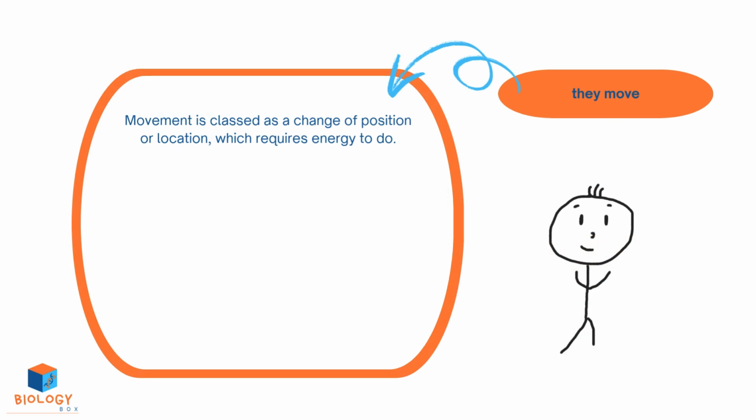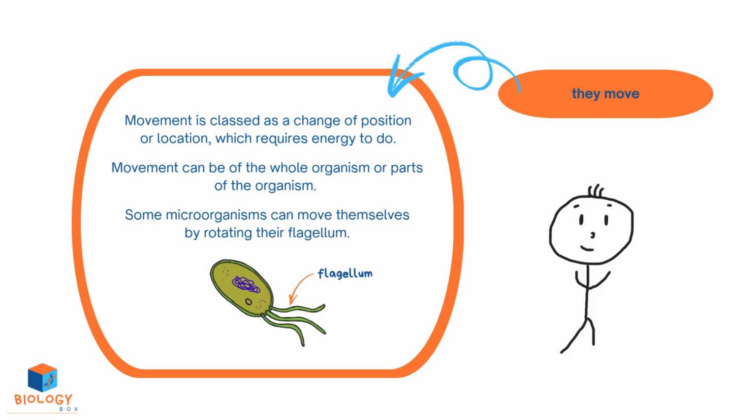Living organisms can move. Movement is classed as a change of position or location, which requires energy to do. Movement can be of the whole organism, such as walking across a room, or parts of the organism, such as a plant changing direction to face the sun. Some microorganisms can move themselves by rotating their flagellum.